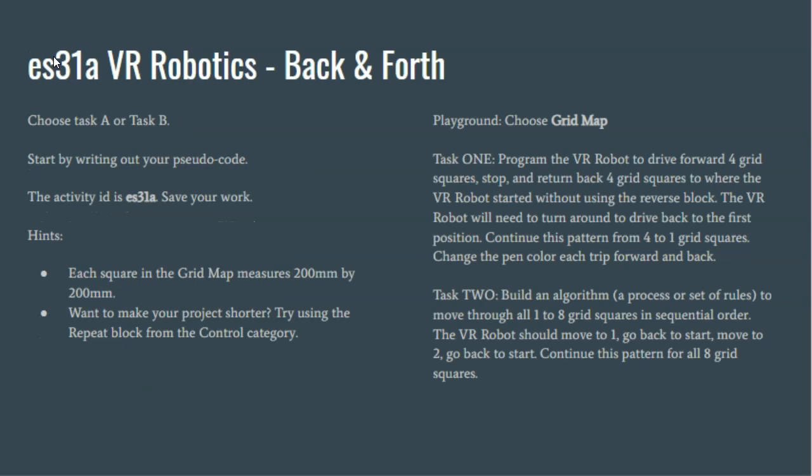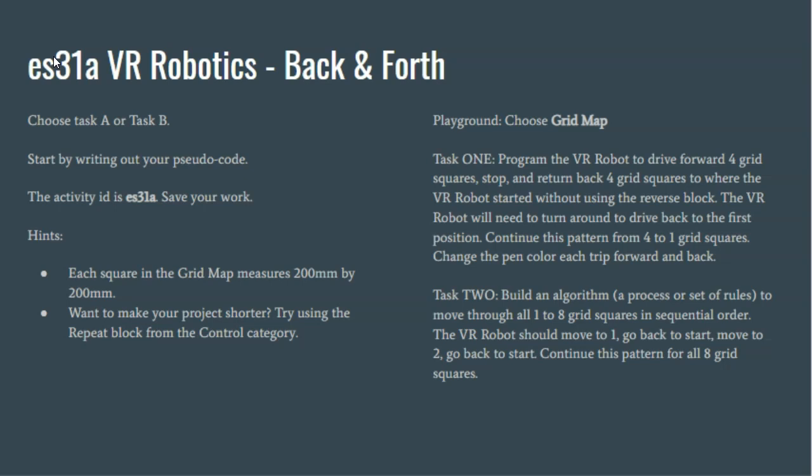So here's your first challenge. What I've done is I've taken one of the activities and modified it a little bit. Task 1, you're basically going to make the robot drive forward and backward 4 grids, then forward and backward 3 grids, then 2 grids, then 1 grid, changing colors of the pin every time it makes a trip. That way we can see the different colors.